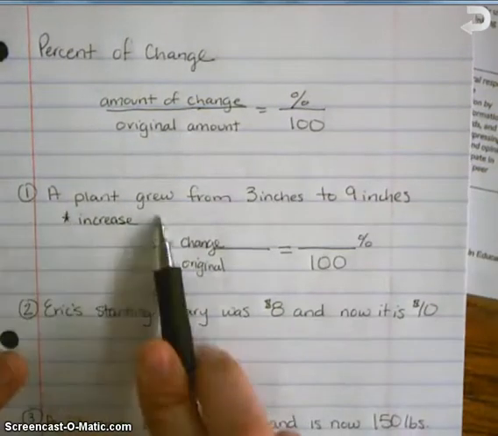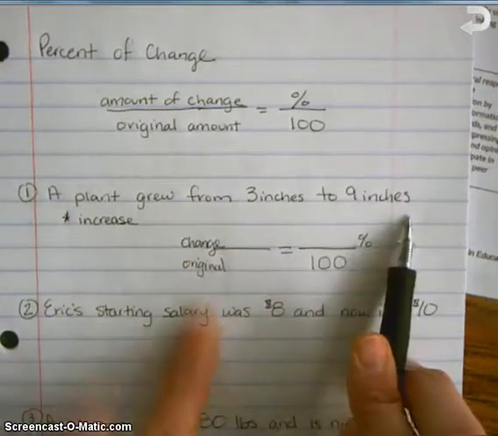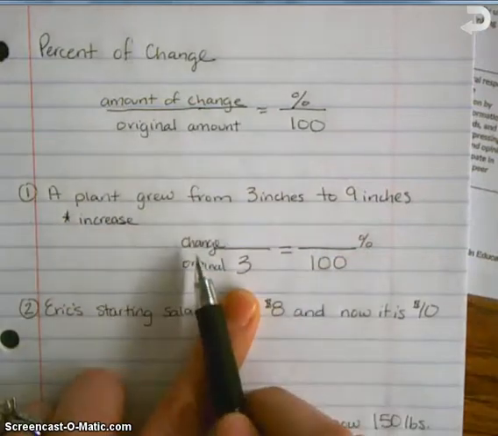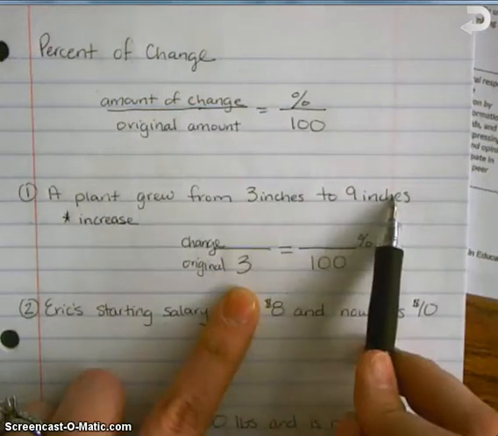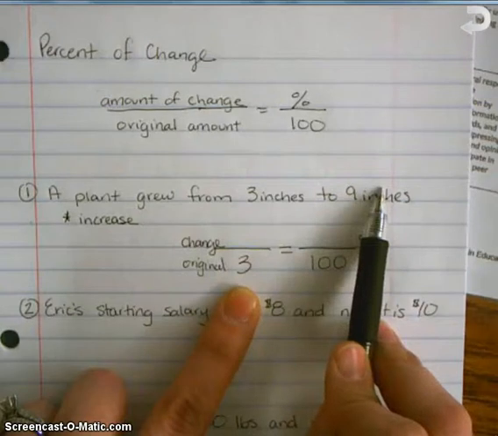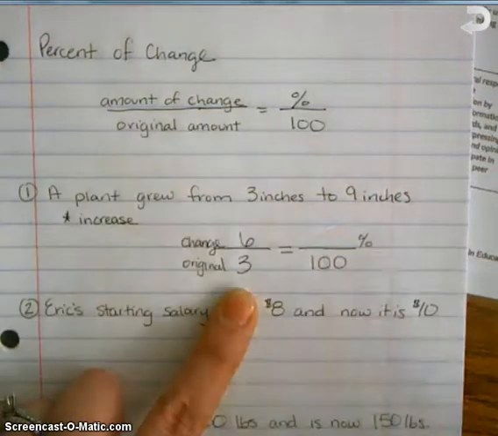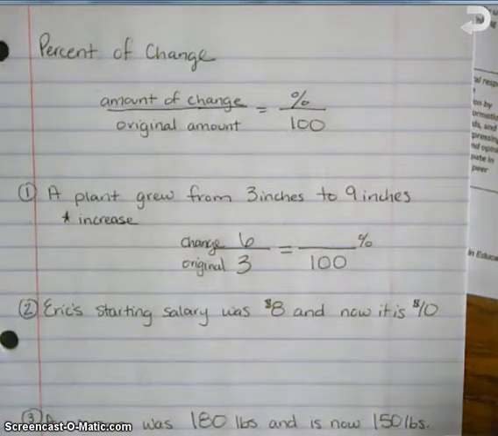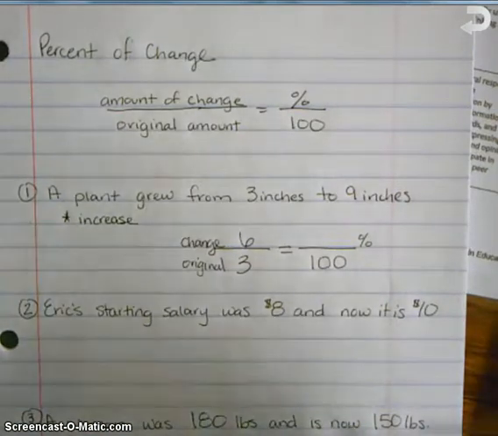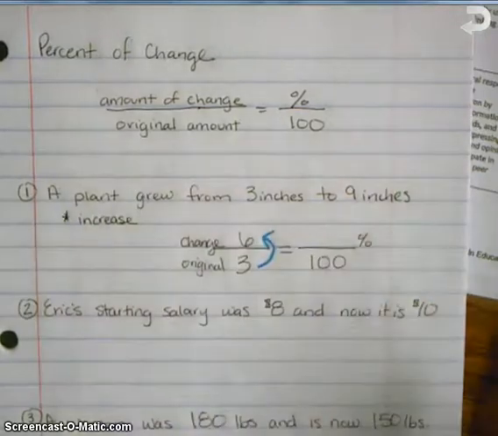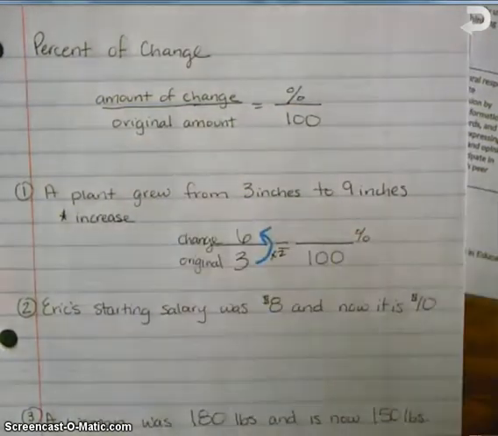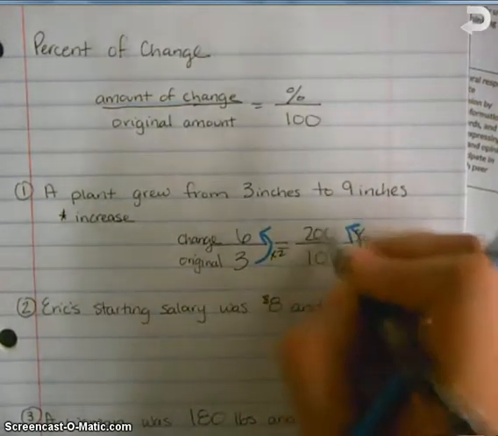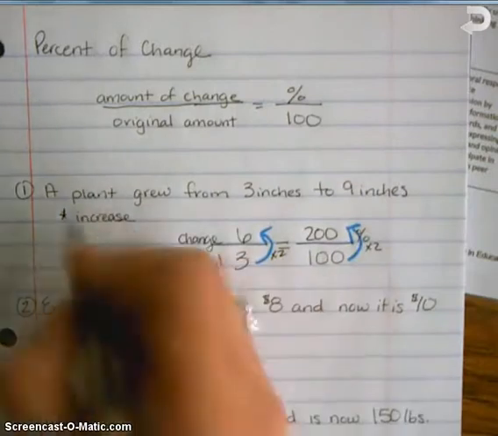Okay, so I know that the plant grew from 3 inches to 9 inches. That tells me that the original amount, what it started at, was 3 inches. And to figure out the change, I need to subtract and find out how much did it grow. So from 3 inches to 9 inches, 9 minus 3 is 6 inches. It grew 6 inches. Well, I can either simplify, I can find a factor of change, I can cross multiply and divide. But in this case, it's really easy for me to see that the rate of change from 3 to 6, I can multiply by 2. So 100 times 2 is 200. So that is a 200% increase.